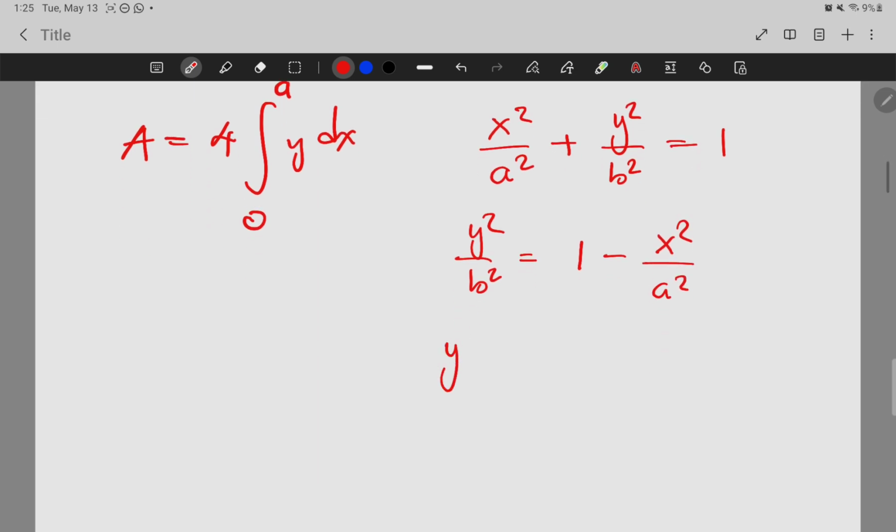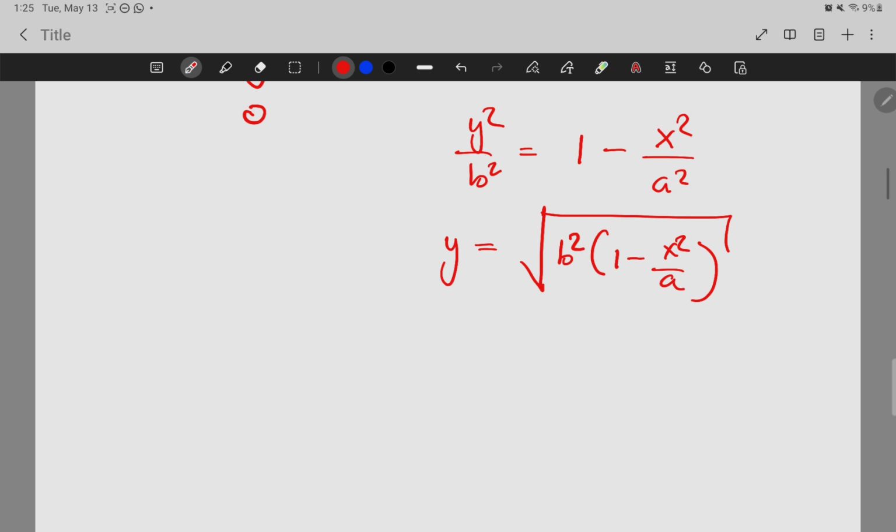And finally, we'll have y squared, or y is equal to the square root of b squared multiplying 1 minus x squared over a squared. So of course, b squared can be square rooted so that it just becomes or remains as b. And then under the root, we'll have 1 minus x squared over a squared.